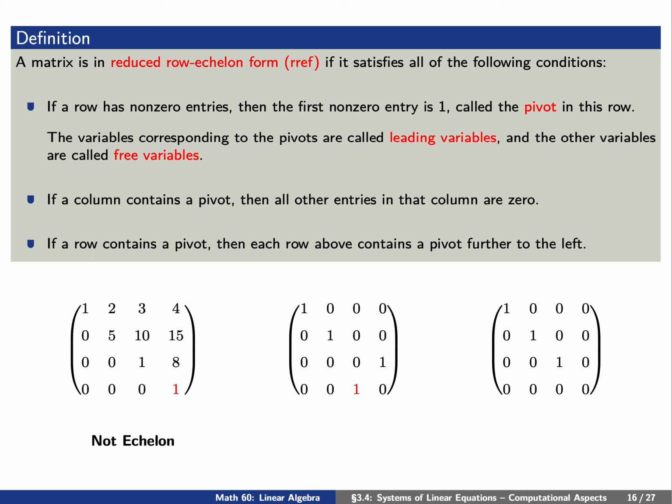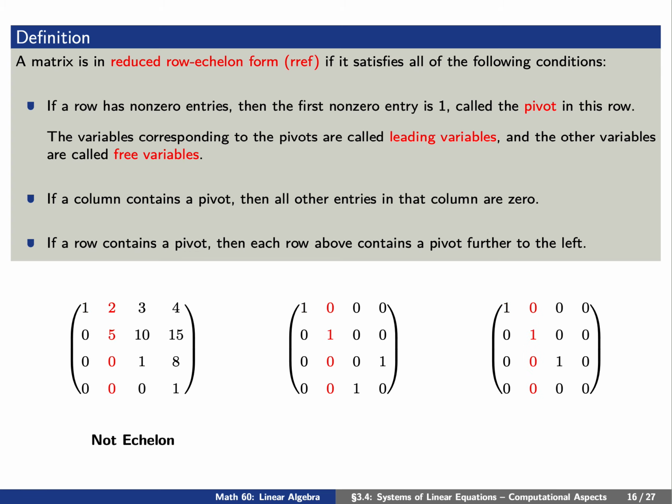Next, we have to check the columns. Recall that we're checking the columns that each have pivots. So for each of the matrices, let's take a look at the first column. We see here that in each of these three matrices, we do have a pivot in the upper left corner, and all of the other entries in the first column are 0. So we're okay here with the first column. Let's move to the next.